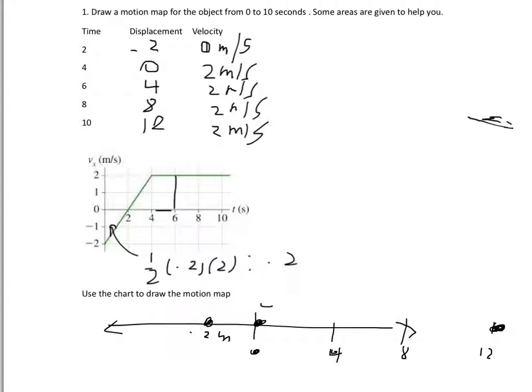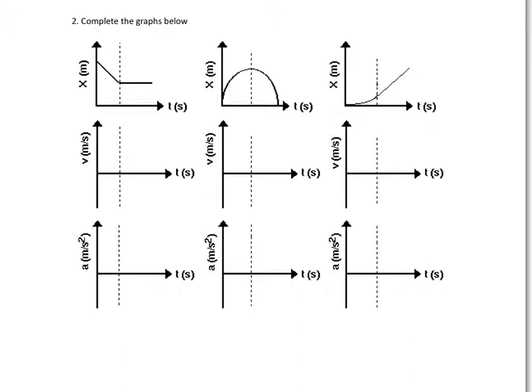So again, this is 0, 2, 4. You know what? I don't like that. Let me change the color so that we get the time and the position distinguished from one another. So this is 0 seconds, 2 seconds, 4 seconds, 6 seconds, 8 seconds, and 10 seconds right there. All right, so that's the motion map. All right, let's go ahead and complete some graphs.